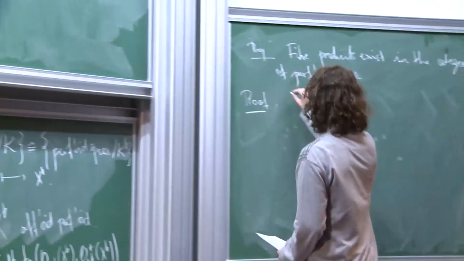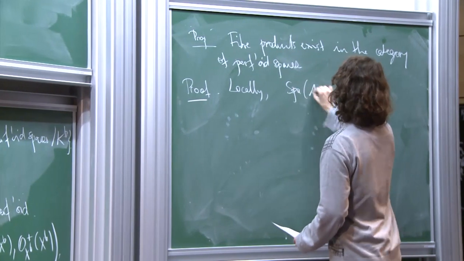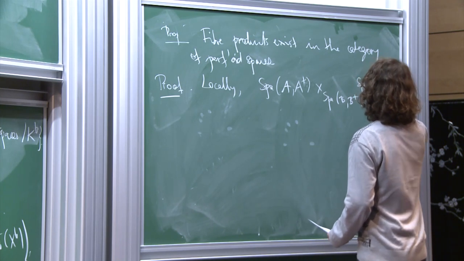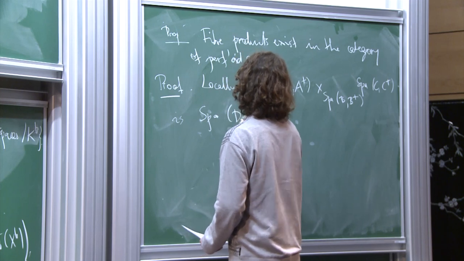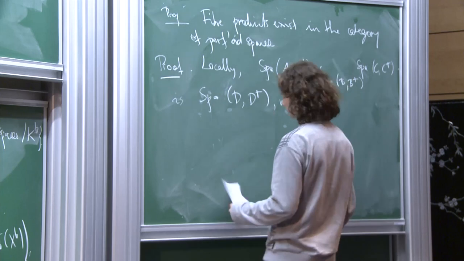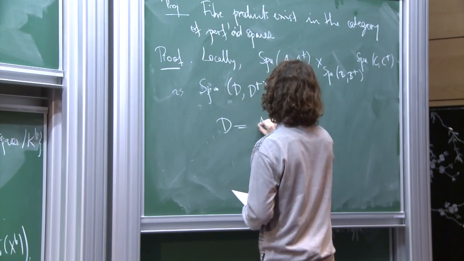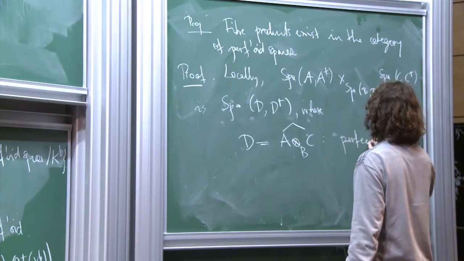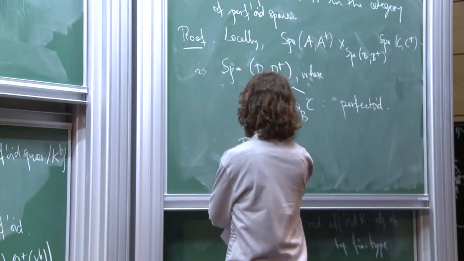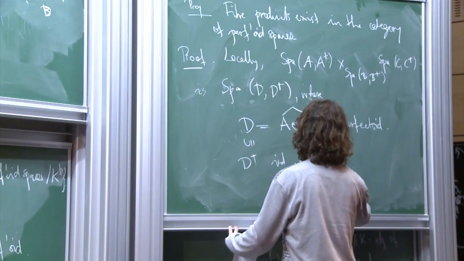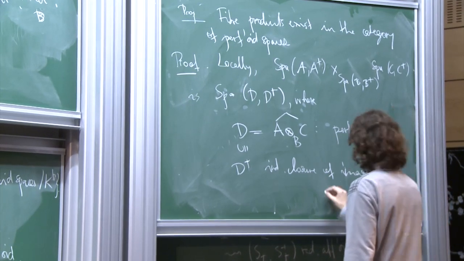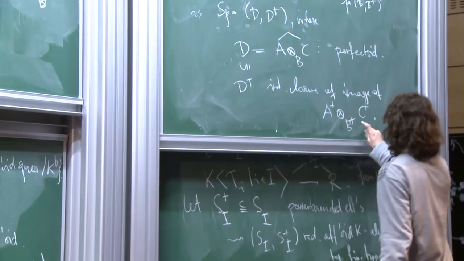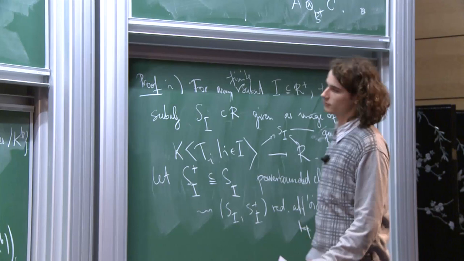And just locally, we have the following. If you consider the fiber product of Spa(A, A plus) over Spa(B, B plus) with Spa(C, C plus), it is Spa(D, D plus), where D is a completion of A tensor C over B, and it's easy to show that it's perfectoid again. And D plus inside is the integral closure of the image of A plus tensor B plus C plus. And it's immediate to see that this has the desired universal property.